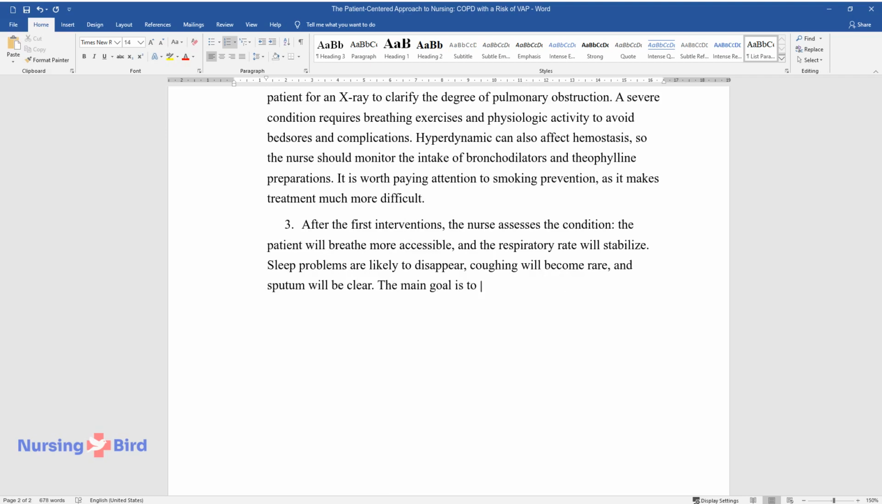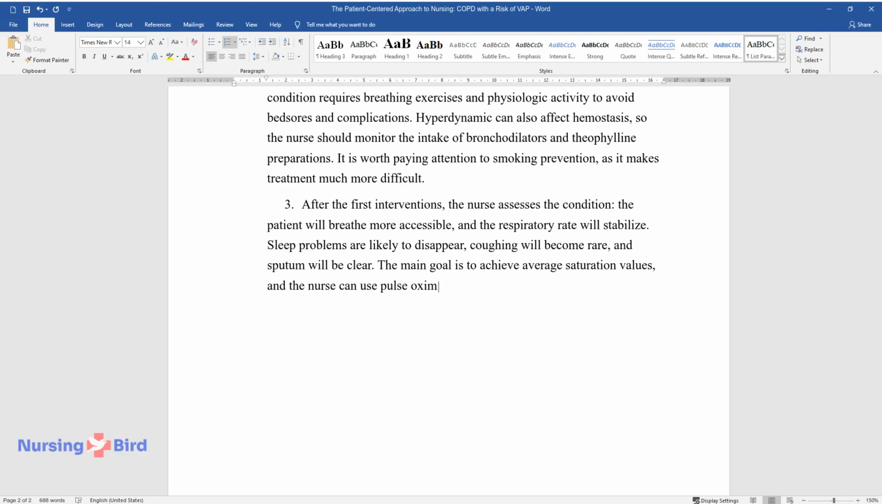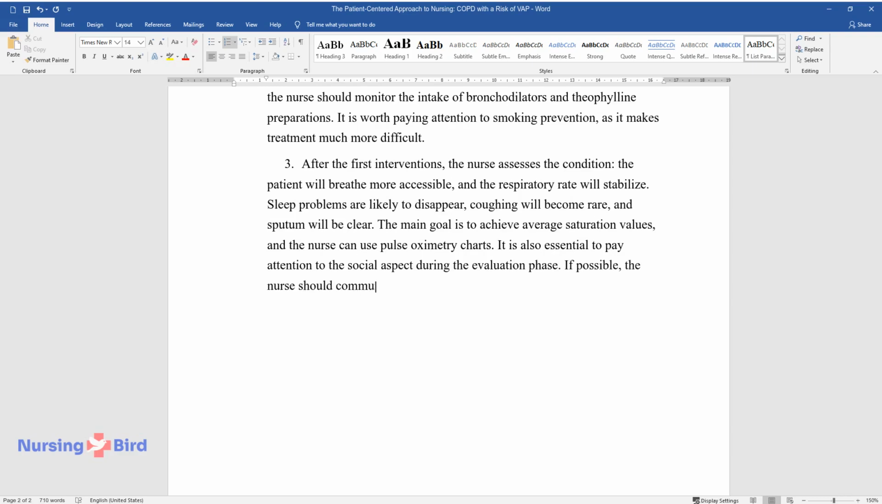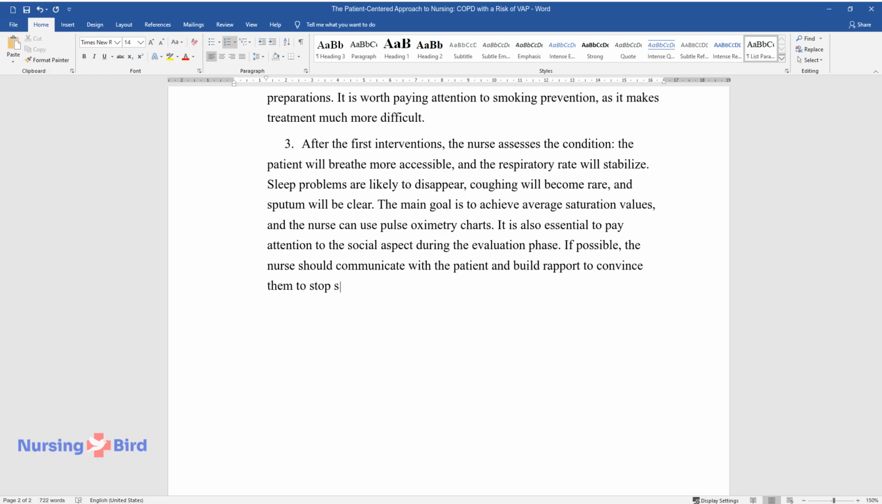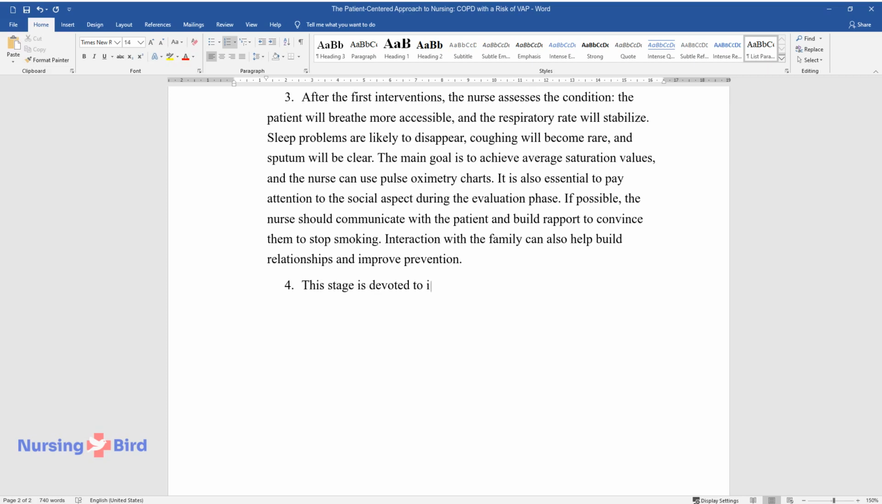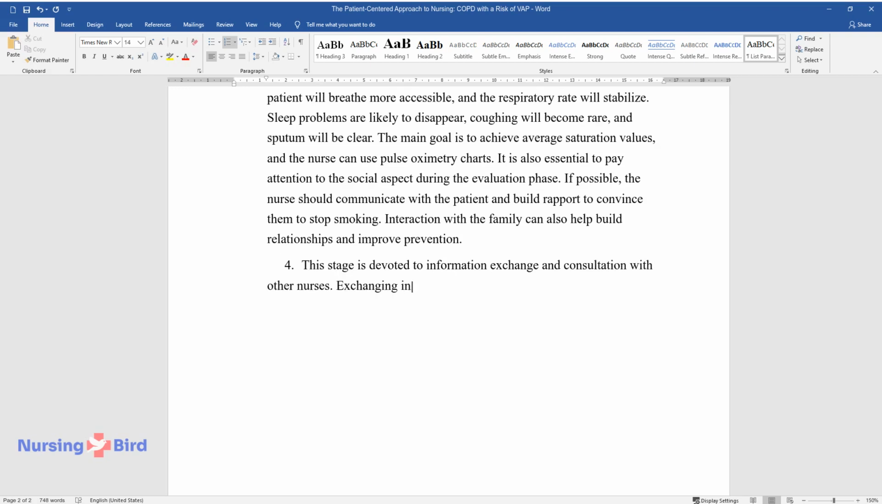The main goal is to achieve average saturation values, and the nurse can use pulse oximetry charts. It is also essential to pay attention to the social aspect during the evaluation phase. If possible, the nurse should communicate with the patient and build rapport to convince them to stop smoking. Interaction with the family can also help build relationships and improve prevention. This stage is devoted to information exchange and consultation with other nurses.